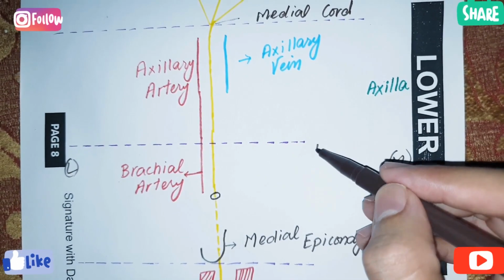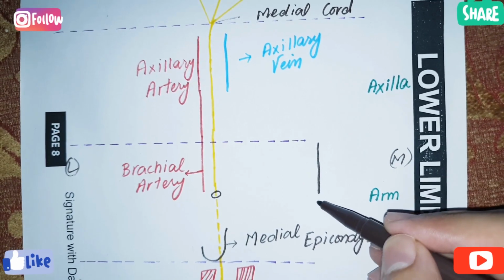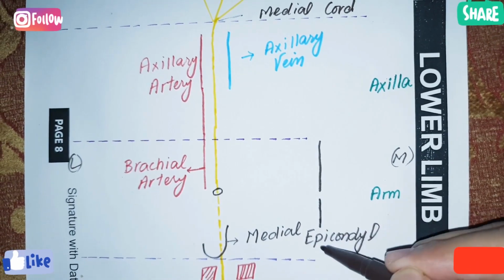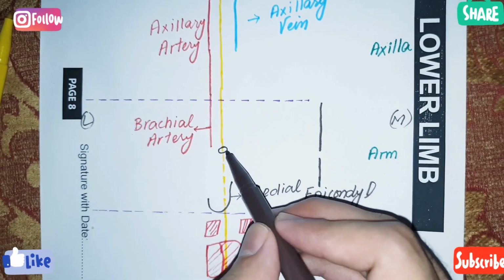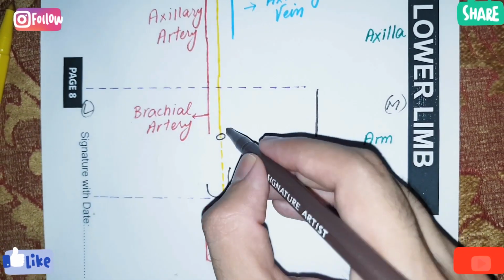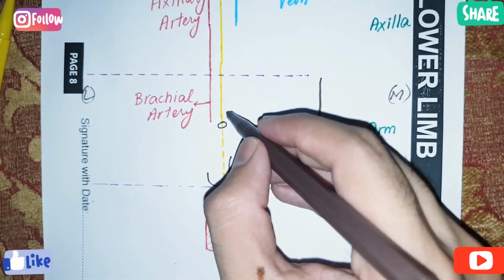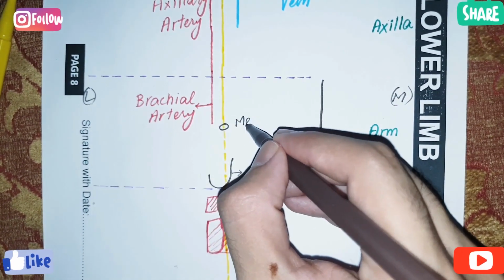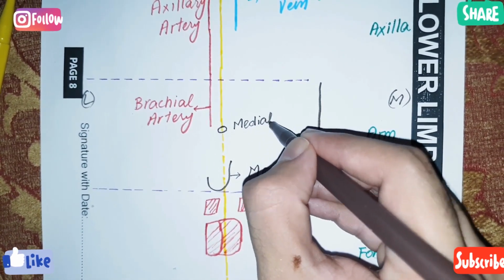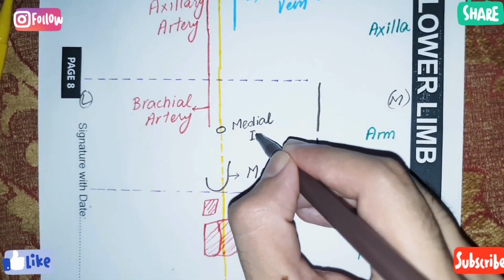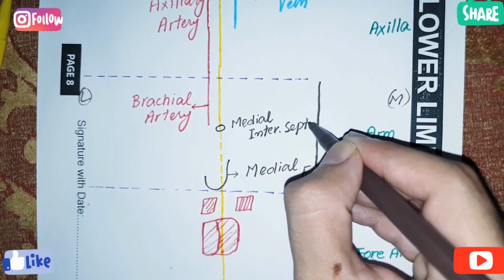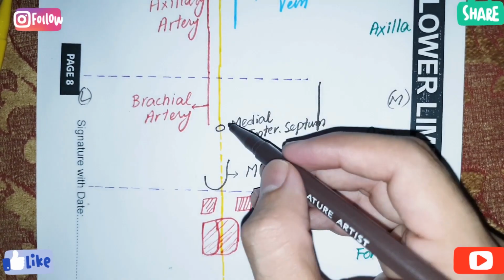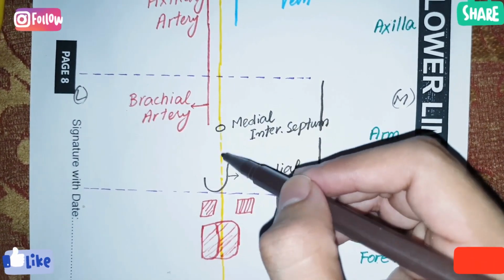At the middle of the arm, the nerve pierces the medial intermuscular septum, suppose this is the medial intermuscular septum, and runs on the dorsal aspect, as shown by the dotted lines.